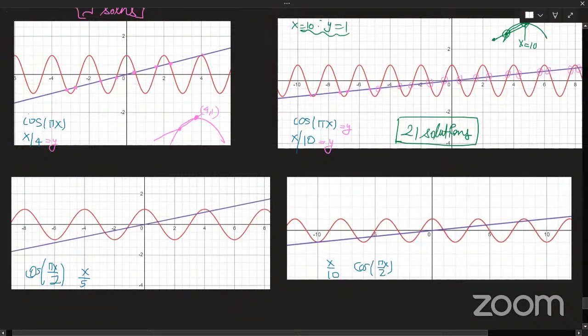This is my cos of pi x by 2 and x by 5. So there are clearly visible 1, 2, 3, 4, 5 solutions. Okay, it is very easy. X by 5 है तो कुछ ज़्यादा टेंशन वाली बात नहीं है.